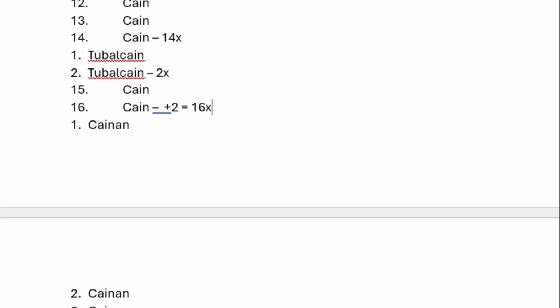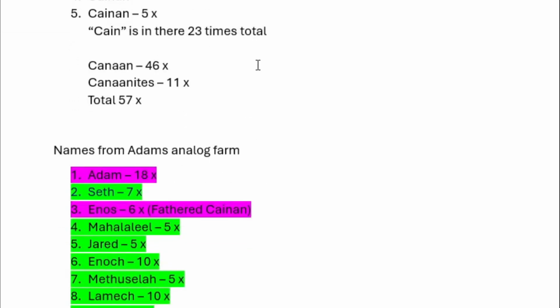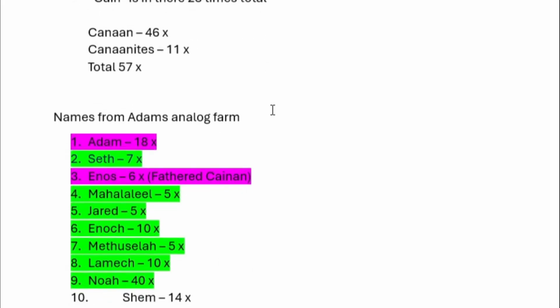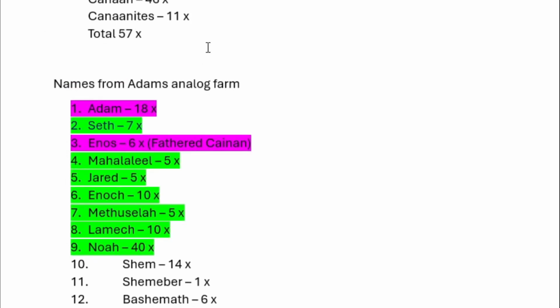Cain also appears in the name Canaan, and Cain is in there 23 times total. That would be a good thing if it was, I don't know if Cain is a good thing. Maybe it morphed. I don't know. That's why I don't understand some of this. And then Canaan, Canaanites, total 57. The Canaan from Canaanites, 57. We got 50 as a number and 7 as a number.